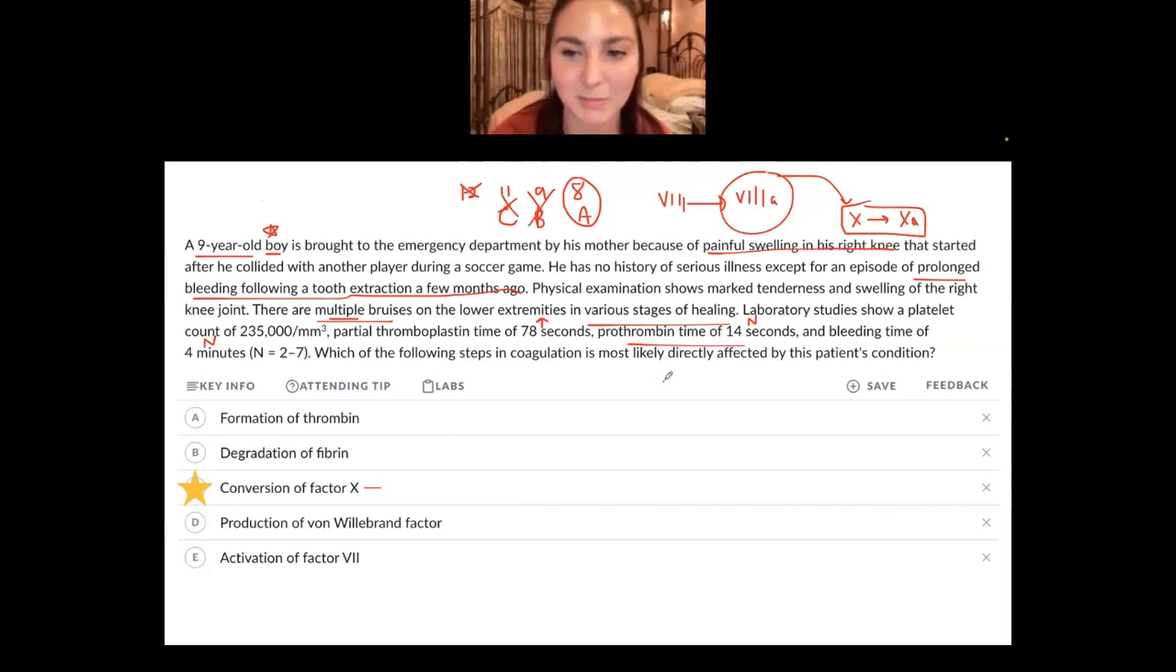So the answer is hemophilia A. On STEP, I know it's way too easy, I know it's hemophilia A. So now they ask, they don't have factor 8, what's going to be affected? What part of the coagulation pathway is affected?